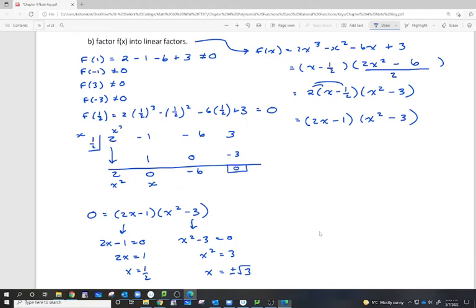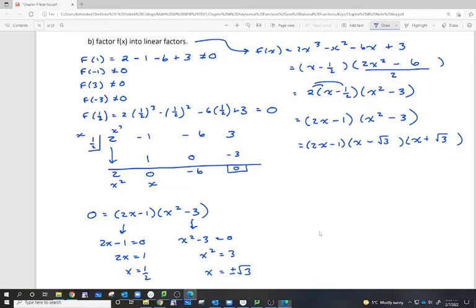Okay, so now what I can do is take what we just learned to say, okay, well, 2x minus 1 is one of my factors. And then to write this as a product of linear factors, I could put my x, minus, and then put my zeros in. So x minus root 3 and x plus root 3. So then I've taken my polynomial function and I've factored it down to a product of linear factors.